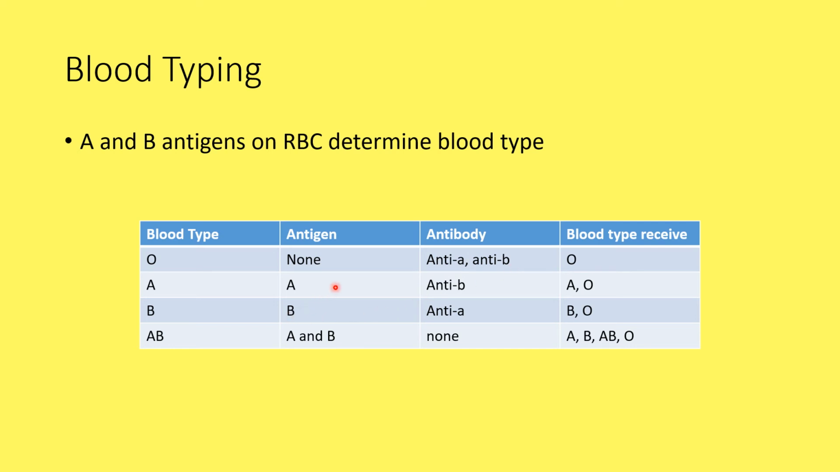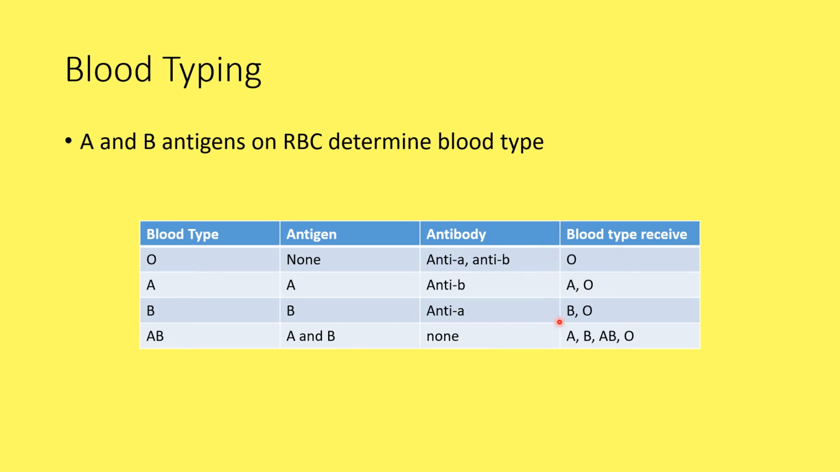A person who is type A has the A antigen on the red blood cell. They have anti-B floating around in the plasma. A person who is type B has the B antigen, and they have anti-A floating around as the antibody in their plasma. A person who is type AB has both the A antigen and the B antigen. They don't have antibodies against those in their plasma.